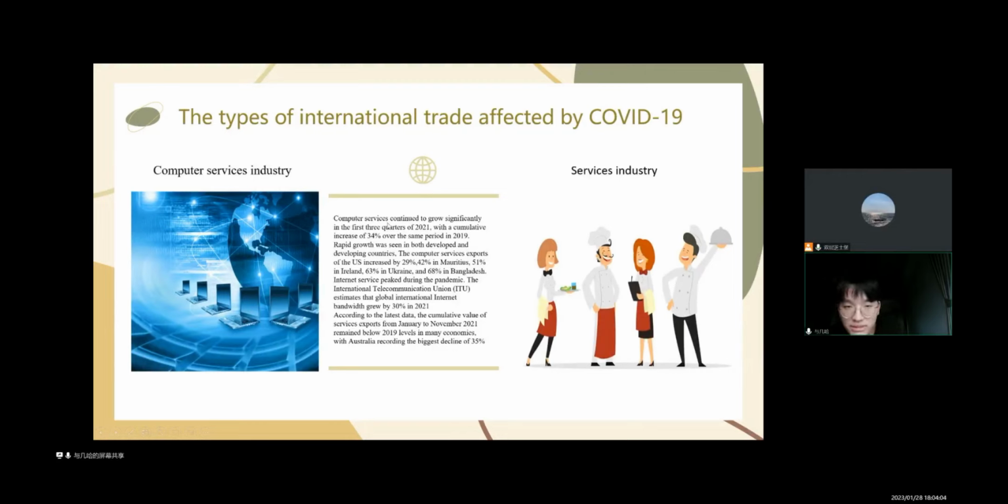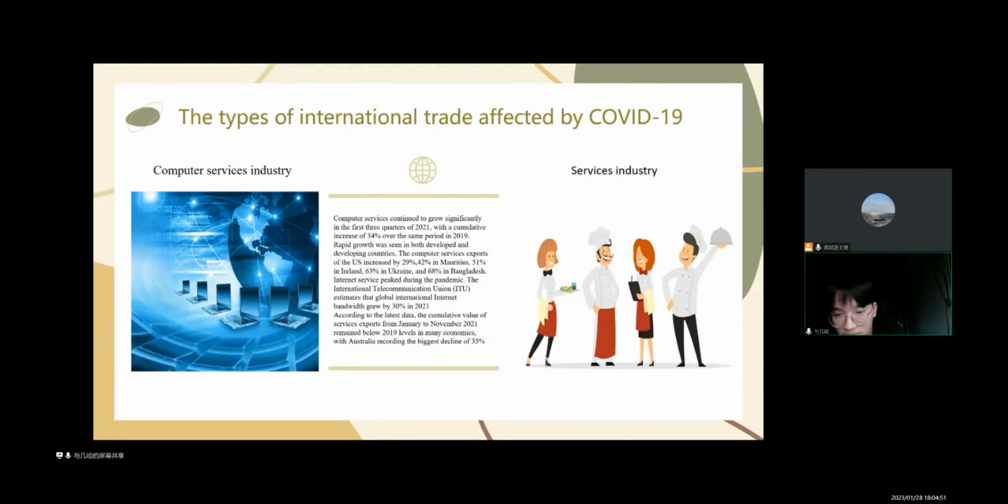The computer services industry continued to grow significantly in the first three quarters of 2021, with a cumulative increase of 34% over the same period in 2019. The rapid growth was seen in both developed and developing countries. Computer services exports increased by 29% in the US, 42% in Mauritius, 51% in Ireland, 63% in Ukraine, and 68% in Bangladesh. And internet service peaked during this pandemic.